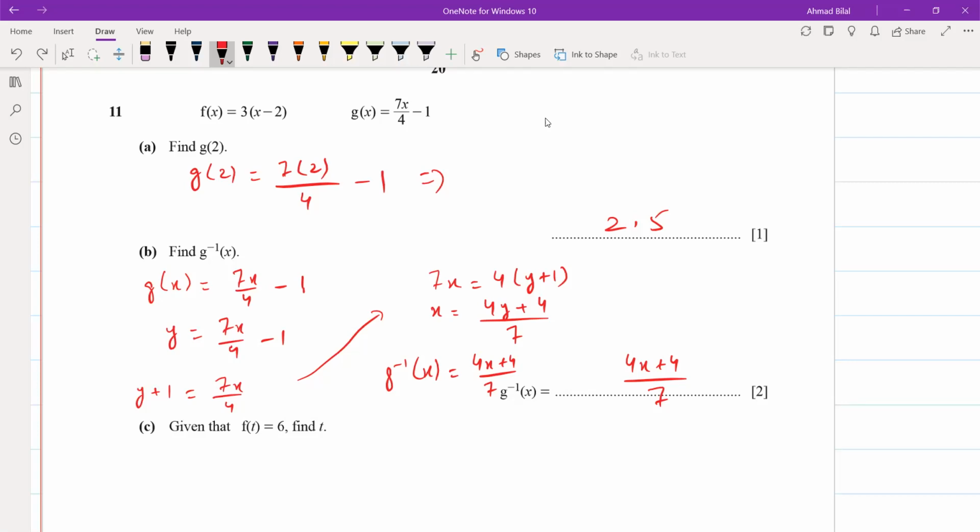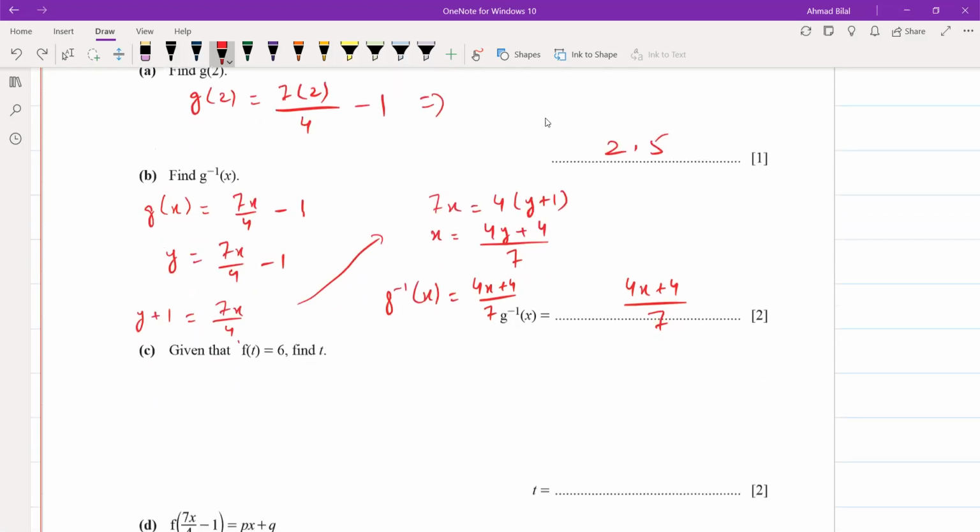So that's what you do. ठीक है. अच्छा, उसके बाद वो कहता है, given that f of t is equal to 6, find the value of t.